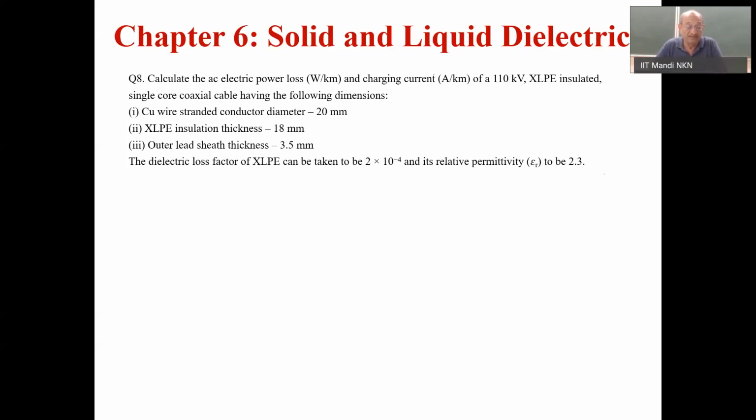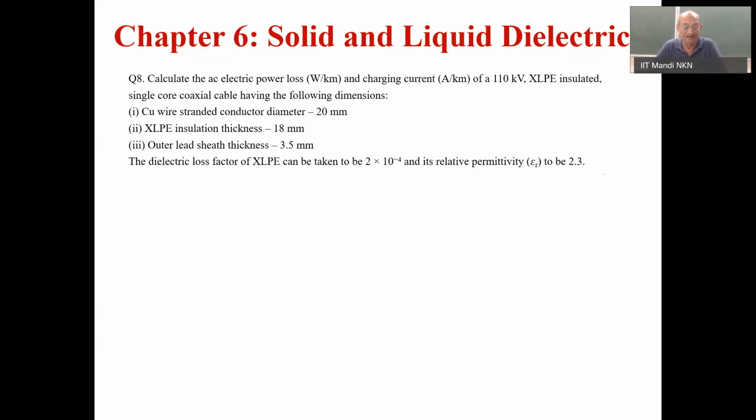You are being asked in this question to calculate the electric power loss, that is the real power loss, in watt per kilometer, and charging current in ampere per kilometer of a 110 kV XLPE, cross-linked polyethylene insulated, single core coaxial cable having the following dimensions. In fact, if I'm not mistaken, question number 2 is very similar to this one.